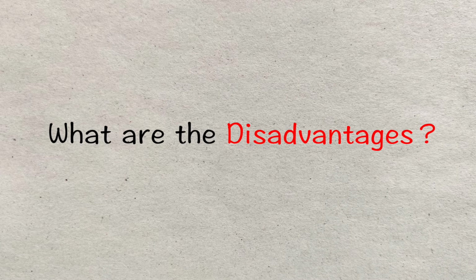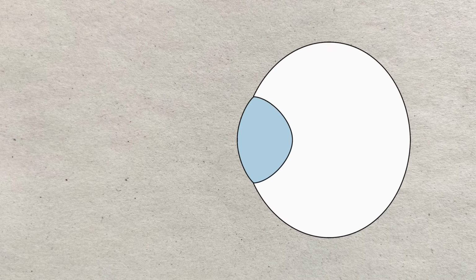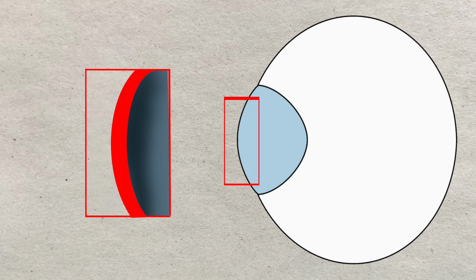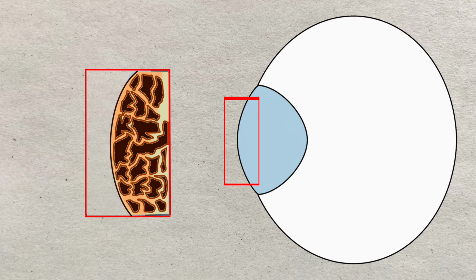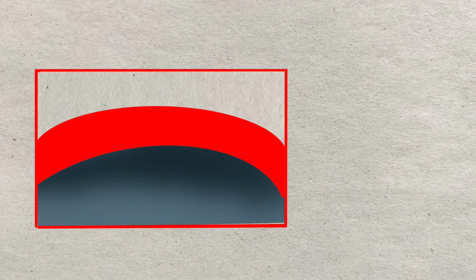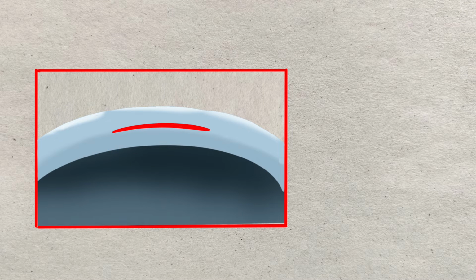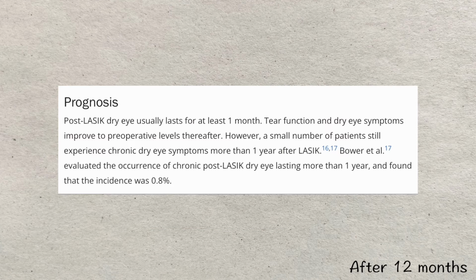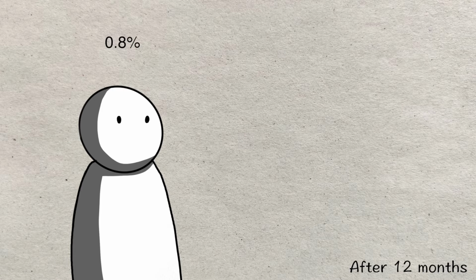What are the disadvantages? This procedure is not suitable for those with thin corneas or chronic dry eyes. This is because the surgery involves removing the corneal tissue in the middle of the stroma, and thin corneas tend to be more fragile. Again, if your cornea is nice and thick, then none of this would be a problem. Reports show that about 0.8% of patients suffer from long-term dry eye post-surgery, while the remaining 99.2% recovered to baseline after 12 months.